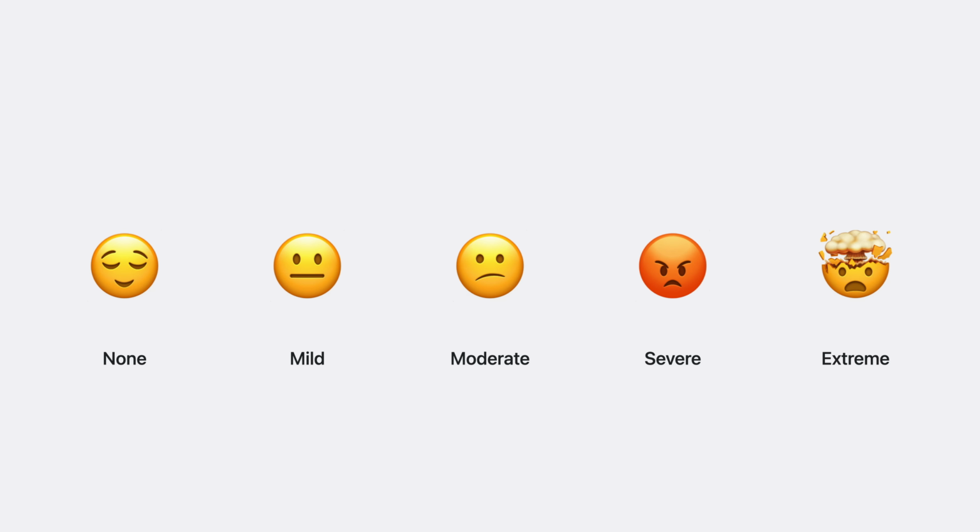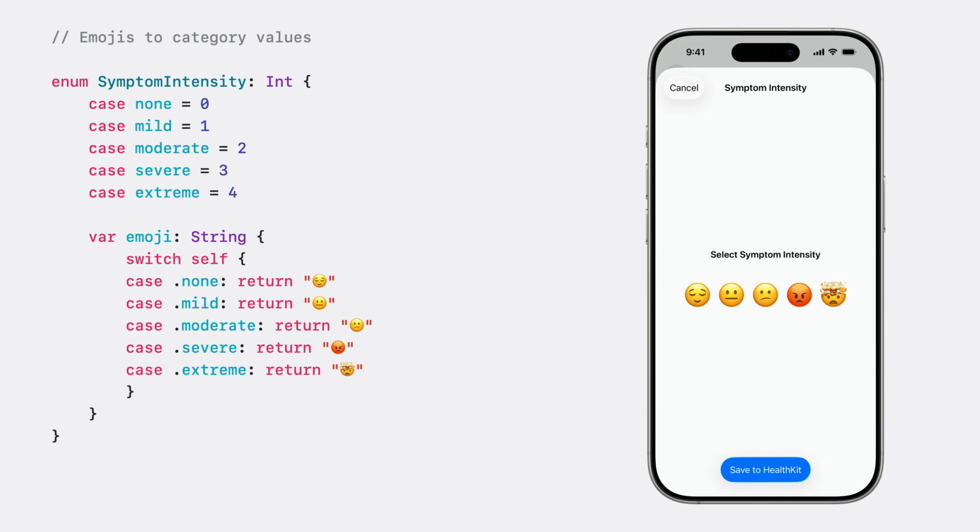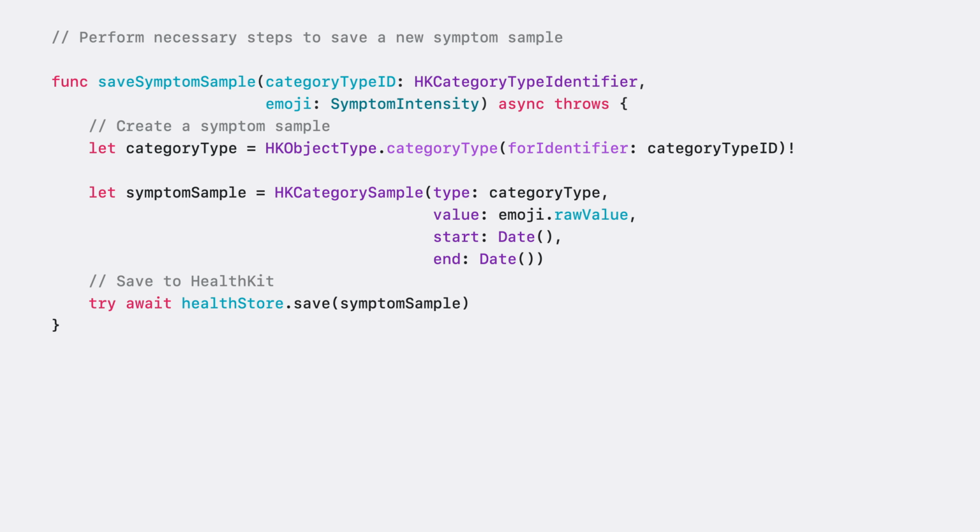Now that my app has a set of symptoms for a medication, I went ahead and implemented an experience to record symptoms. My personal favorite way to represent and log symptom intensity is using emojis. To start with, I picked these 5 emojis that represent a symptom feeling from none to extreme. Then I created a new enum called symptom intensity. I want to turn this intensity into a category sample to save to HealthKit, so I associated its cases to a corresponding category value. To tie it all together, I wrote a function that creates a sample for a category type and a symptom intensity.